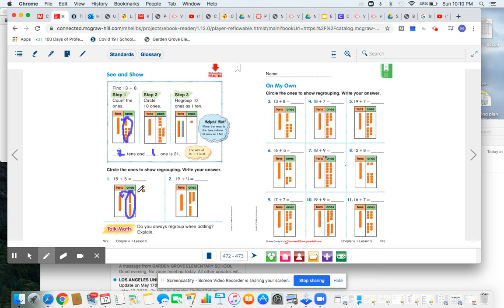So I don't have any ones left. That means I have 2 tens and there's 0 ones, which makes the number 20. 15 plus 5 is 20. Okay, let's look at this number right here.